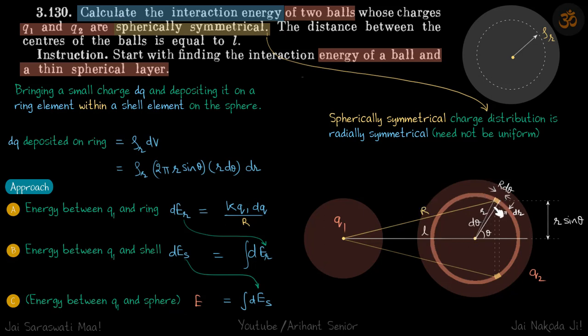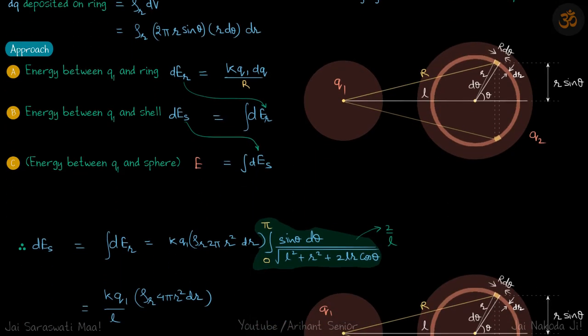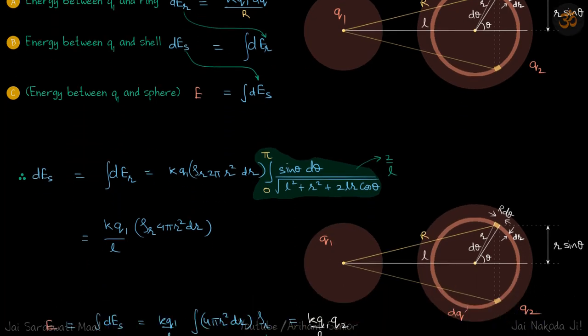So again, in short, what we are doing is first we are calculating the interaction energy between this ring element and Q1. Then we'll integrate the ring element to cover the whole shell. So then we'll get the energy between the shell and Q1. Then we are going to integrate the whole shell, so that we will cover the complete sphere, and that will be the eventual interaction energy between Q1 and Q2. So these are our steps. Now let's see how we proceed on those steps.